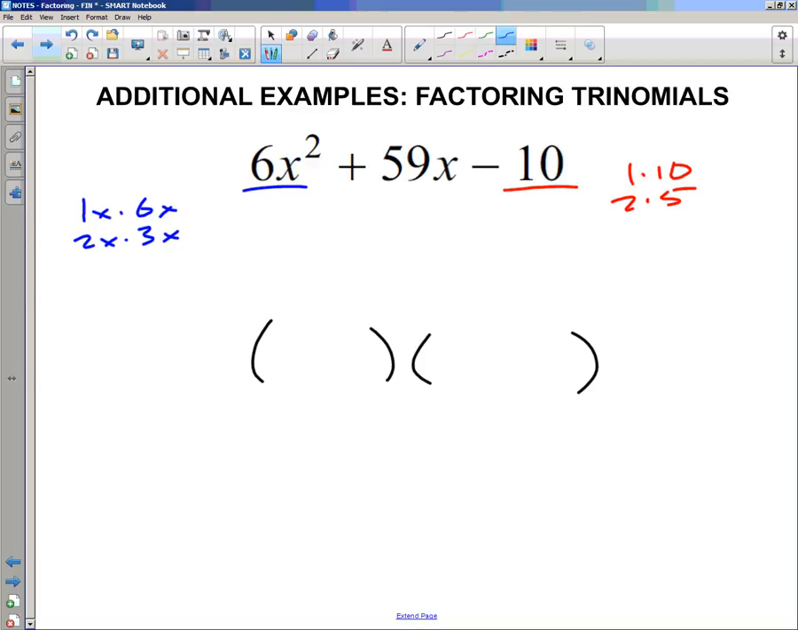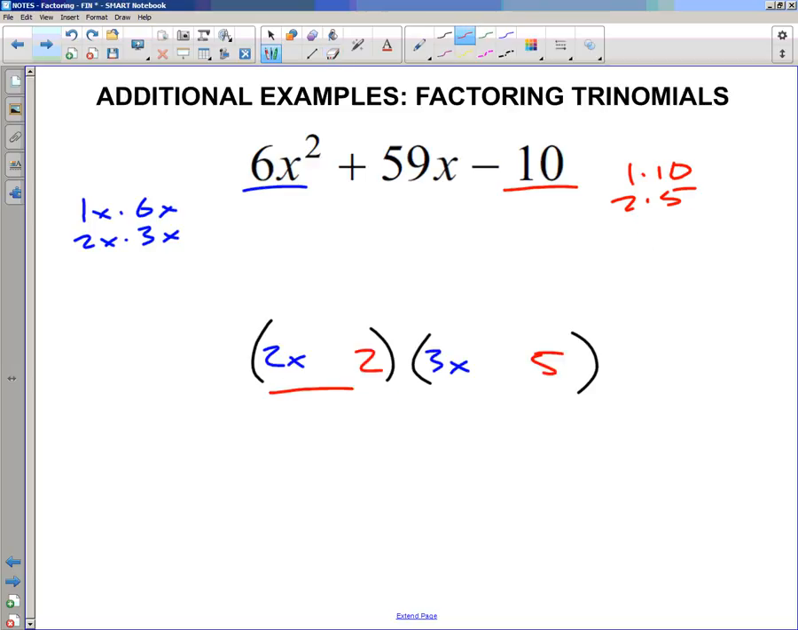I usually shoot for the numbers that are closest together, so I'd probably try the 2x and the 3x to begin with. But this is just a shot in the dark. We'll see how it works out. It could go really quick, or it could take a really long time. Let's go ahead and try the 2 and the 5 here. So I'll put the 2 here and the 5 here.